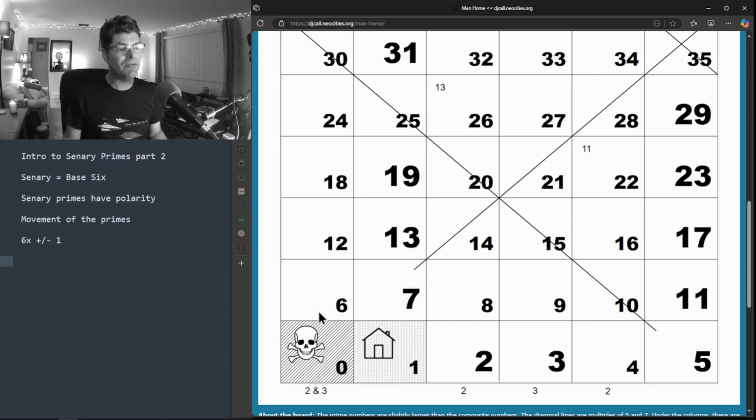So this is the main advantage of looking at all the numbers, not just the prime numbers, in a Senary or base 6 system: this elegant diagonal movement of the prime numbers through the number line. And you just don't get that in the decimal representation of the numbers.